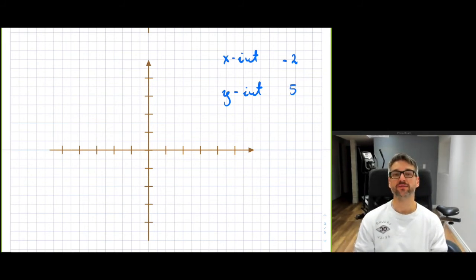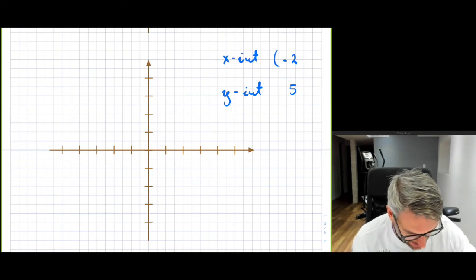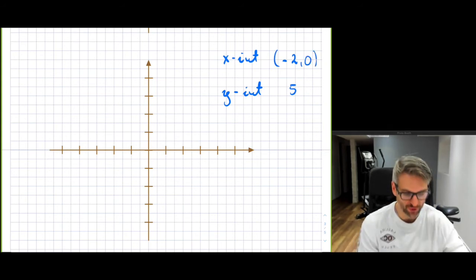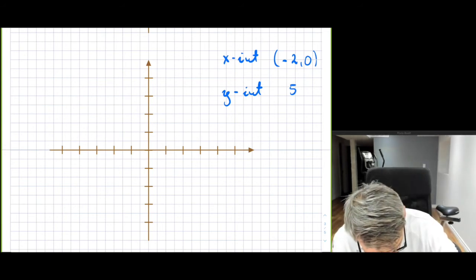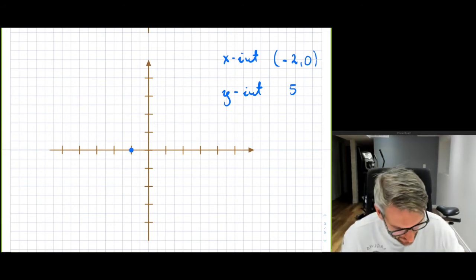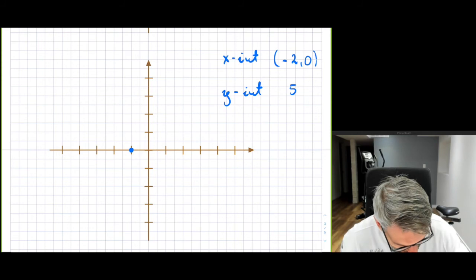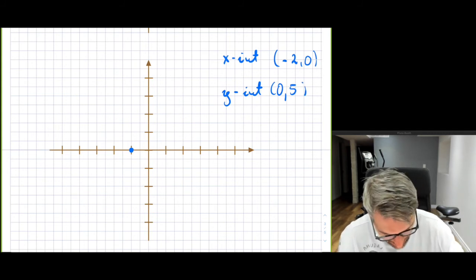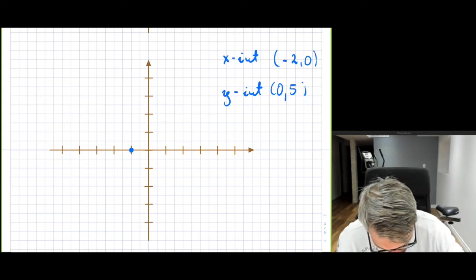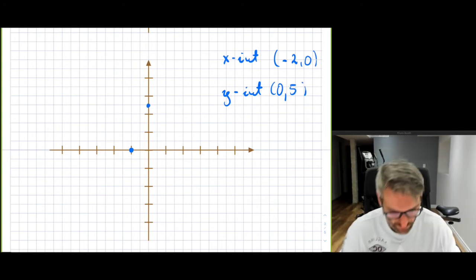Now, they might give this to you as an actual coordinate pair, so basically a point. So the x-intercept would have been (-2, 0), because that's where it crosses the x-axis. In this case, it would have been right here. And the y-intercept would have been (0, 5), and that would have been 1, 2, 3, 4, and 5. So that would have been there.